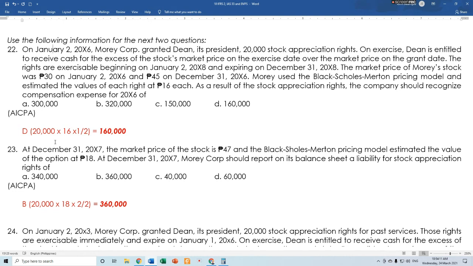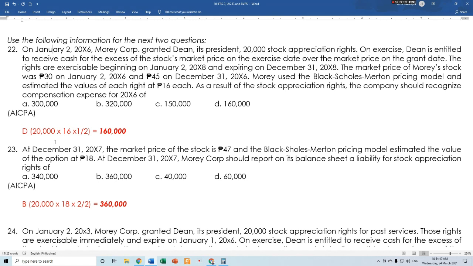Okay. So, on January 2, 2006, the corporation granted its president 20,000 stock appreciation rights. On exercise, Dean is entitled to receive cash for the excess of the stock's market price on the exercise date over the market price on grant date. The rights are exercisable beginning January 2, 2008 and expiring on December 31, 2008. So, ano to? 2 years vesting period, no?